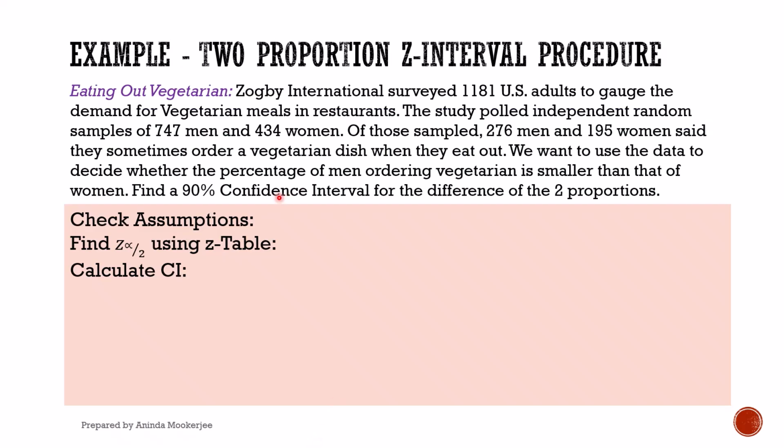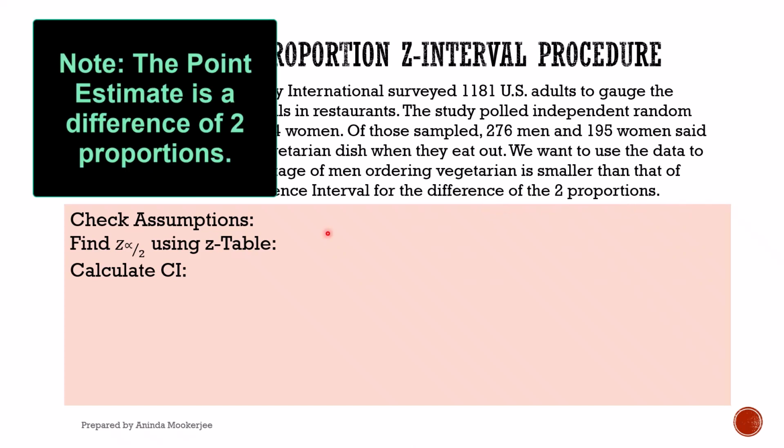So let's finish off this lecture by finding a 90% confidence interval for the difference of the two proportions for the same problem on figuring out the demand for vegetarian meals in restaurants. It's the same problem for which we performed a hypothesis test, right? Again, this is going to be an interval of difference between the two proportions. So the point estimate is not going to be the proportions themselves, but the difference between the two proportions.